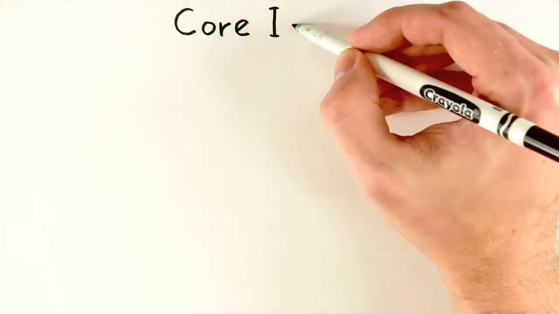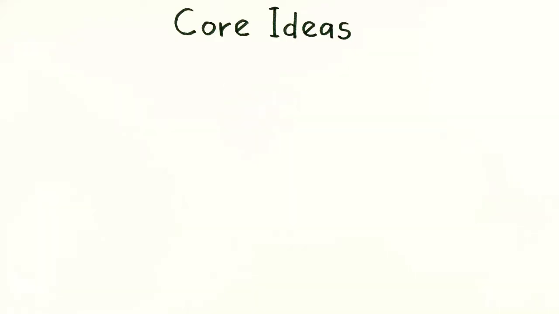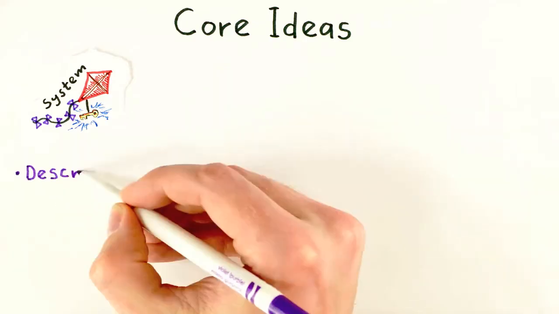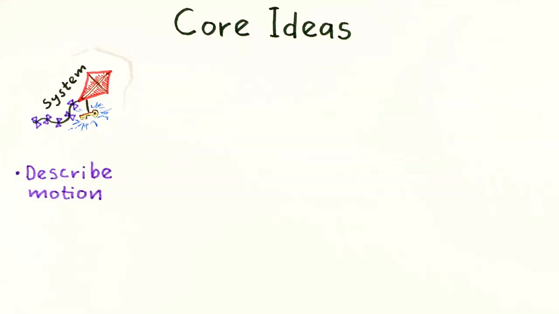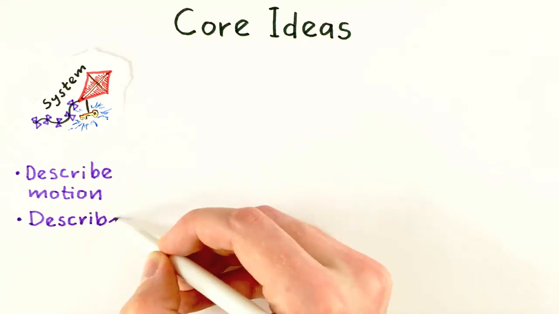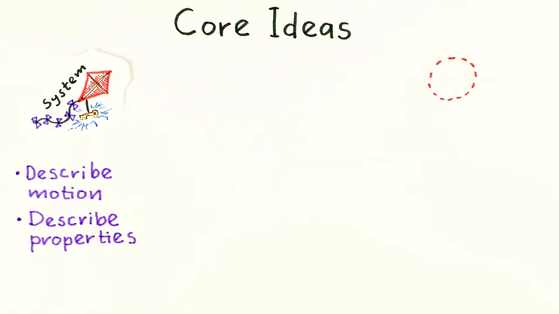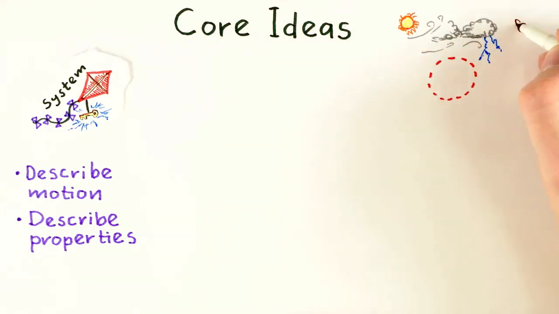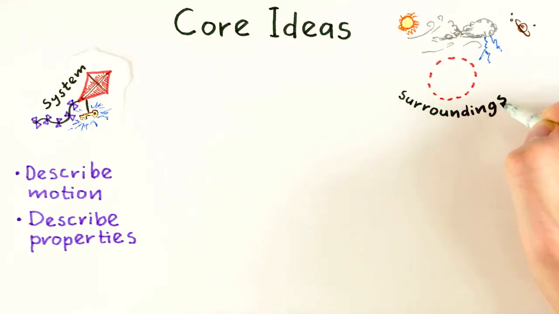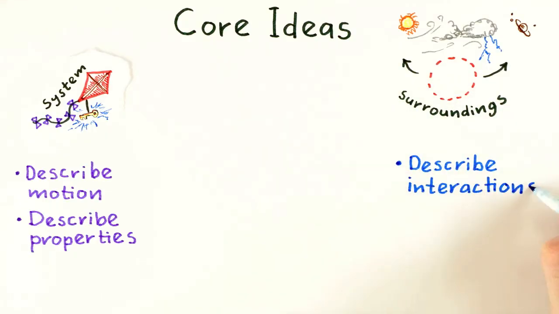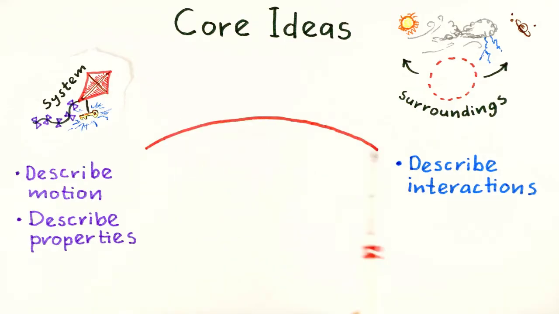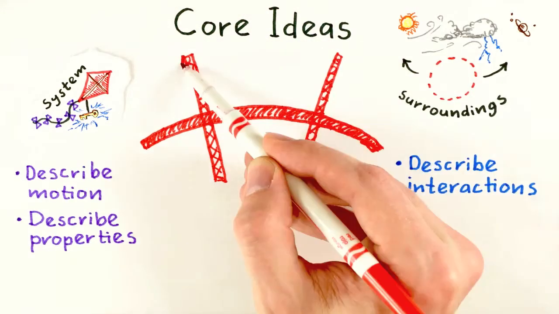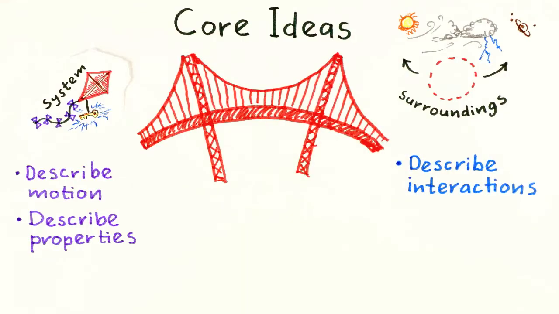Let's now discuss how to identify the most important core ideas in our course. As we just mentioned, the motion we're interested in is that of our system. So it would seem we would need to be able to describe that motion and to describe specific properties of our system. As we also just mentioned, the surroundings can play a role in how our system moves through interactions with the system. What's missing here is the bridge between what we say about the system and what we say about the interactions with the surroundings.